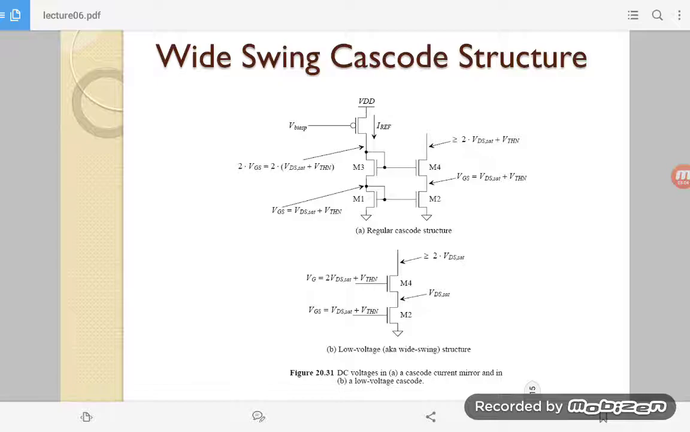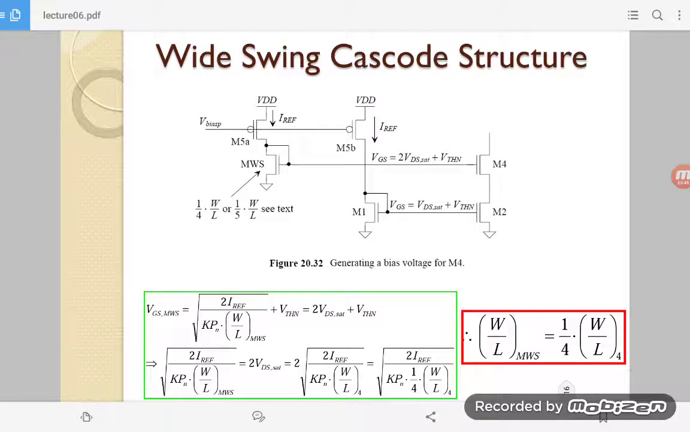Because if you can drive this M4 device by this 2 VDSat plus threshold voltage, then after the VGS cancellation of M4, say your gate voltage of M4 is 2 VDSat plus threshold voltage, and then if you go down through the gate to source terminal of this M4, you have to subtract VDSat plus threshold voltage. That's why you will end up with simply VDSat at the drain terminal of M2. So our target right now is how can you create this 2 VDSat plus threshold voltage at the gate terminal of M4?